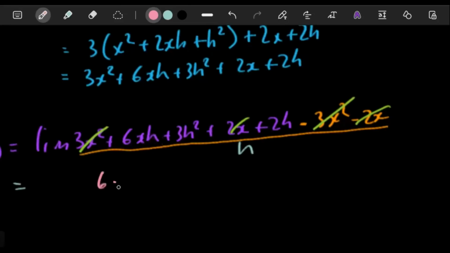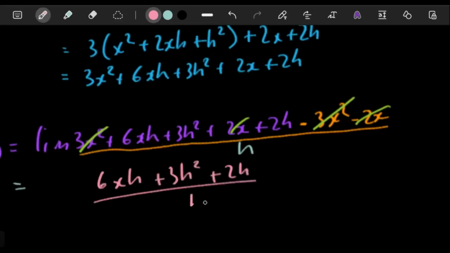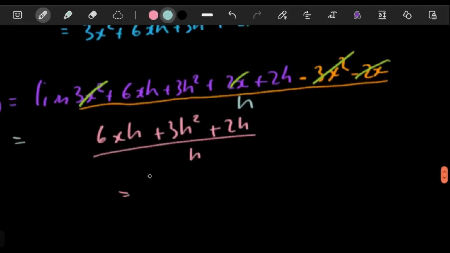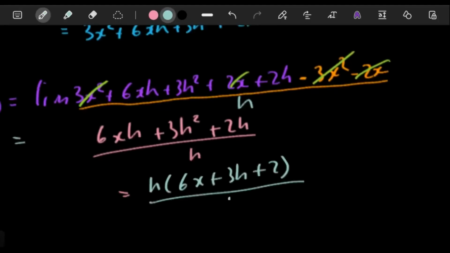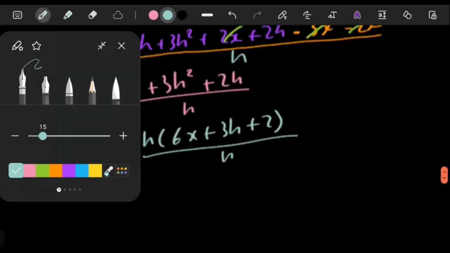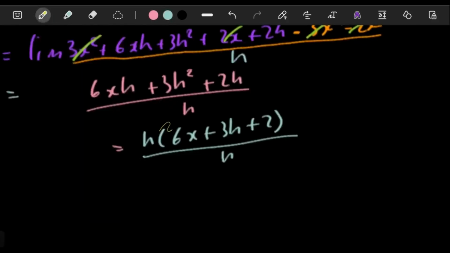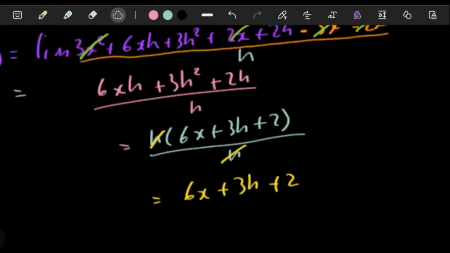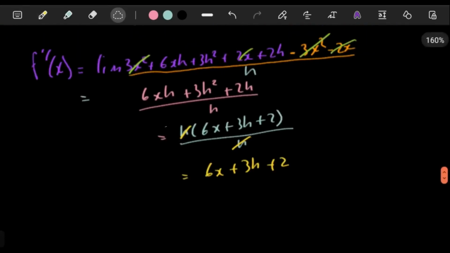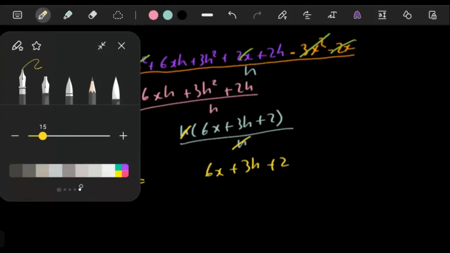There's 6xh plus 3h squared plus 2h over h, right? If you remove h as a common factor, you can divide by h. Dividing by h, you're going to have 6x plus 3h plus 2. Oh, I keep forgetting the limit part. So let me not forget it. Let's do it right.